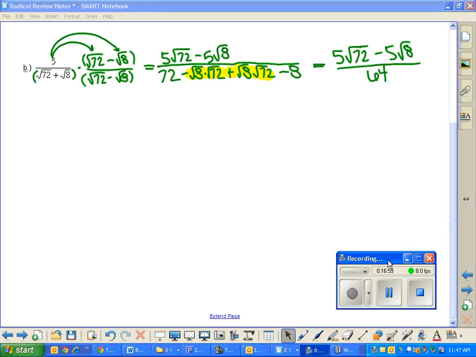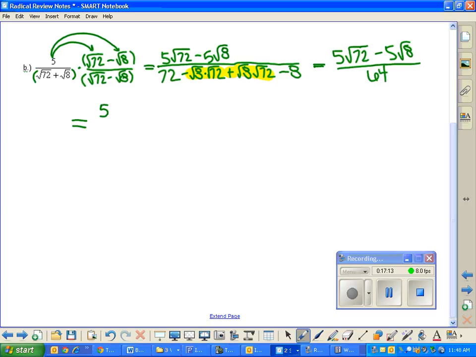They have to be simplified. The radicals, you're saying? Okay, yeah, I agree. All right, the radicals have to be simplified. All right, so I see the 72.